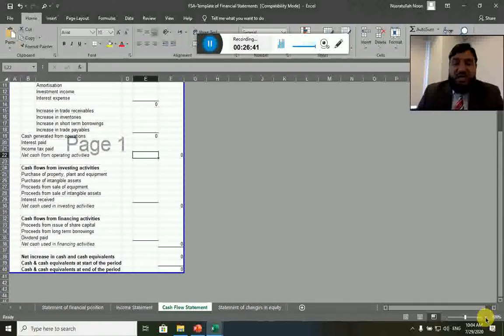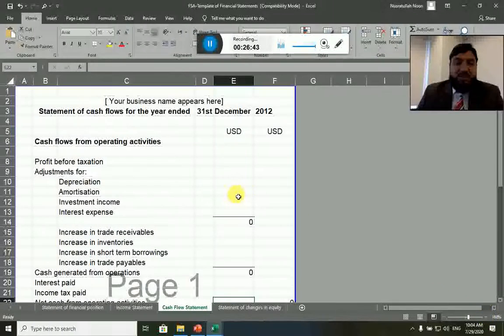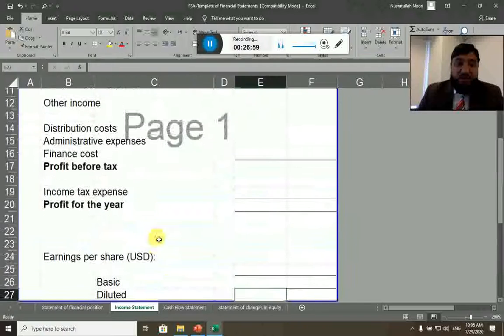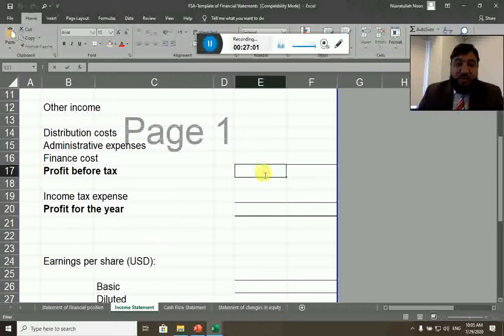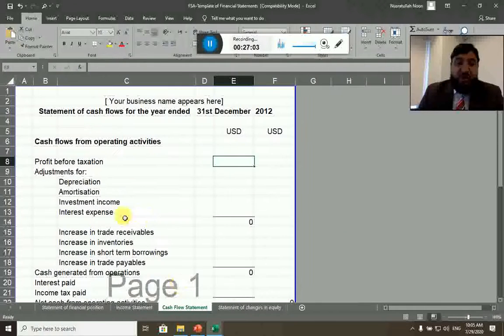Okay, next we have the statement of cash flow. You can see it's also for 2 years. First is cash flows from operating activities. Profit before taxation is written here. Profit before taxation, this one, right? This one. Now we have adjustments.